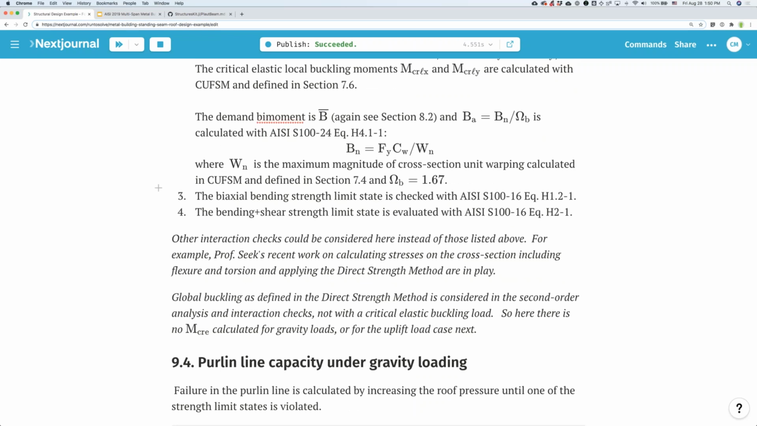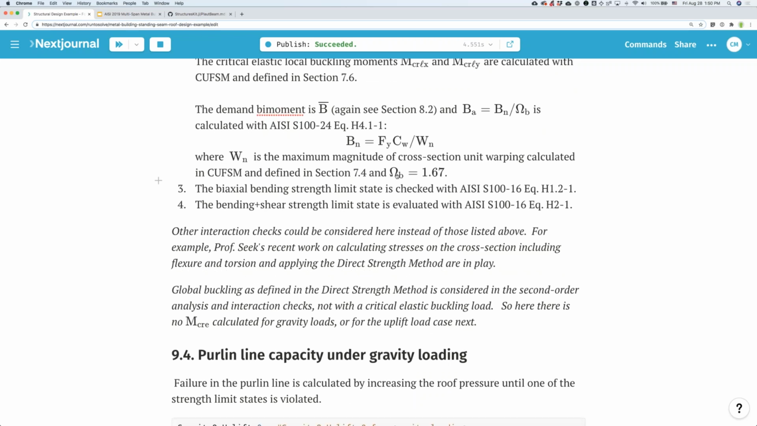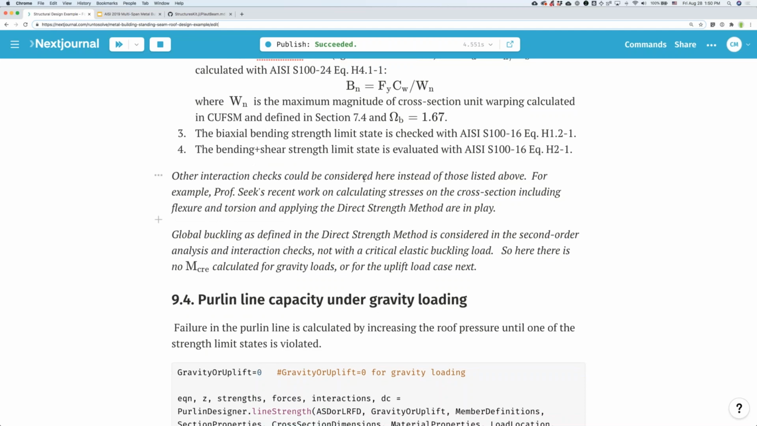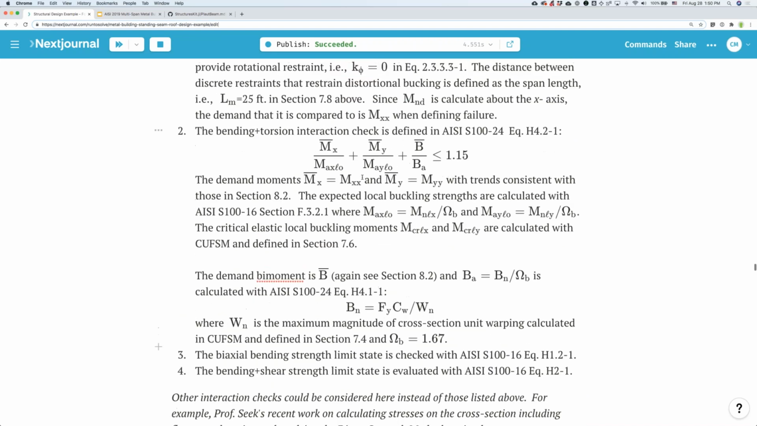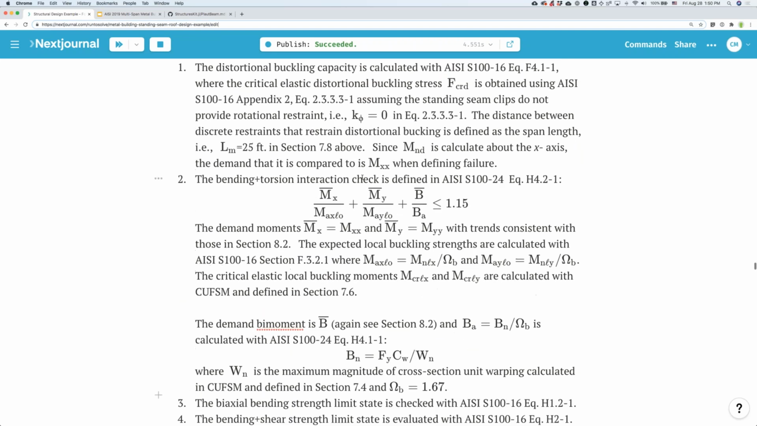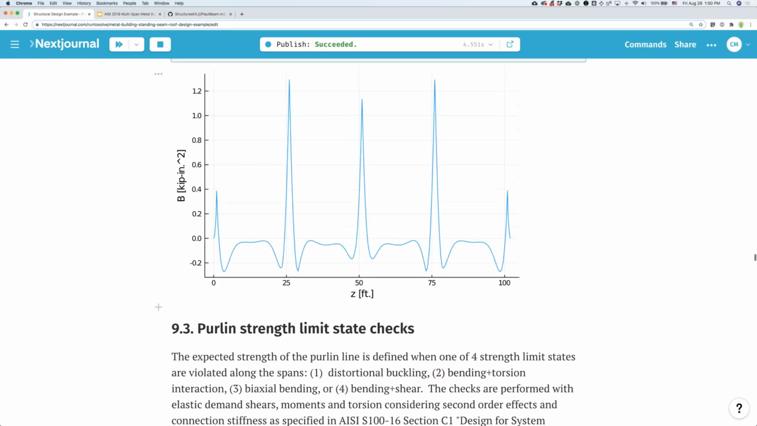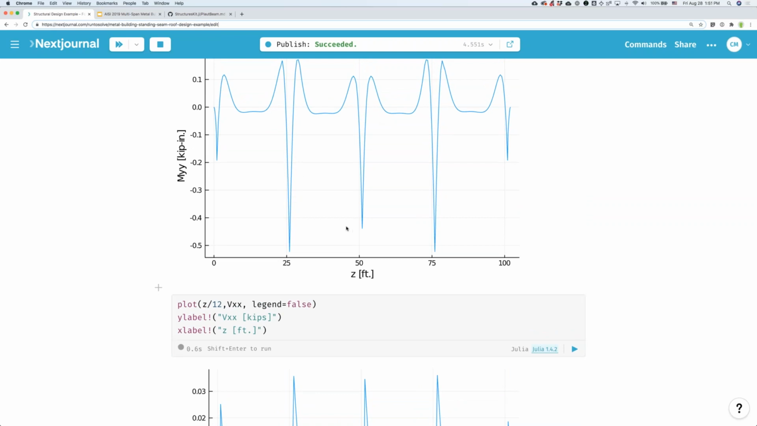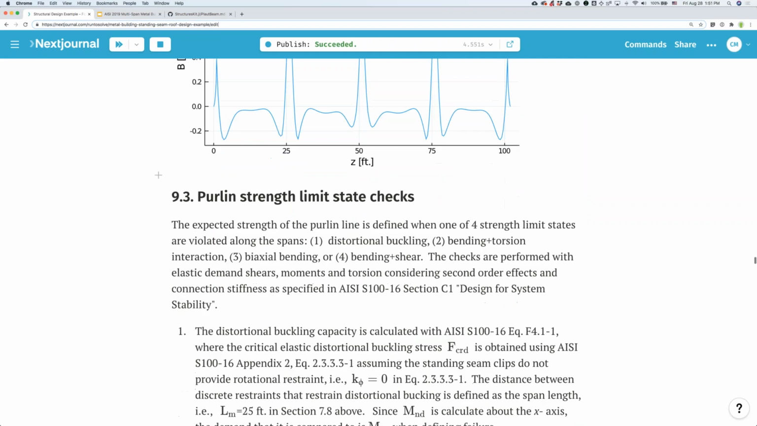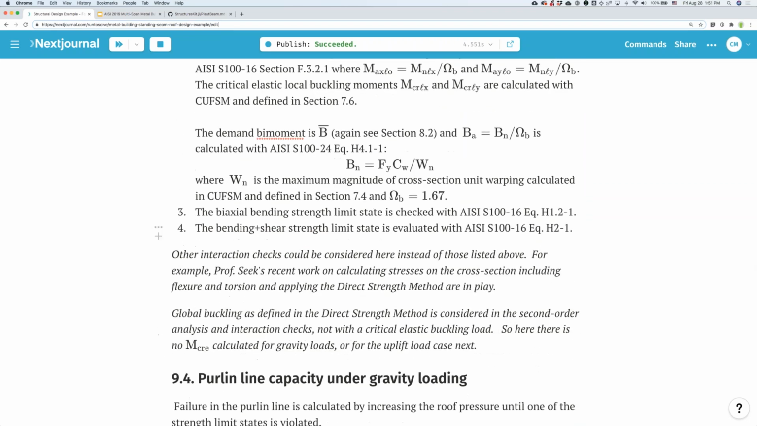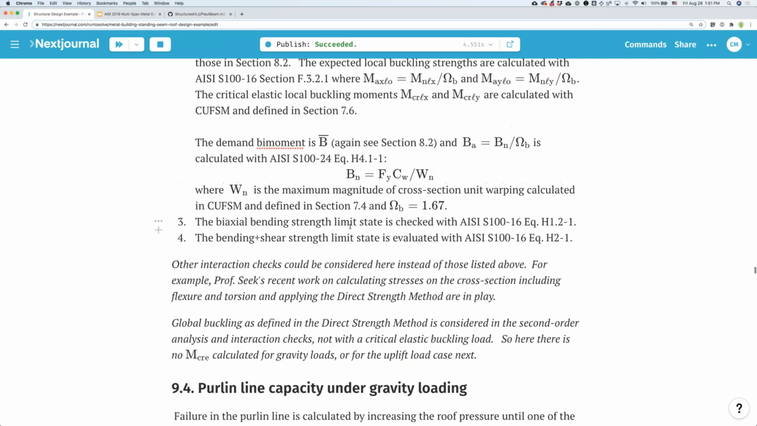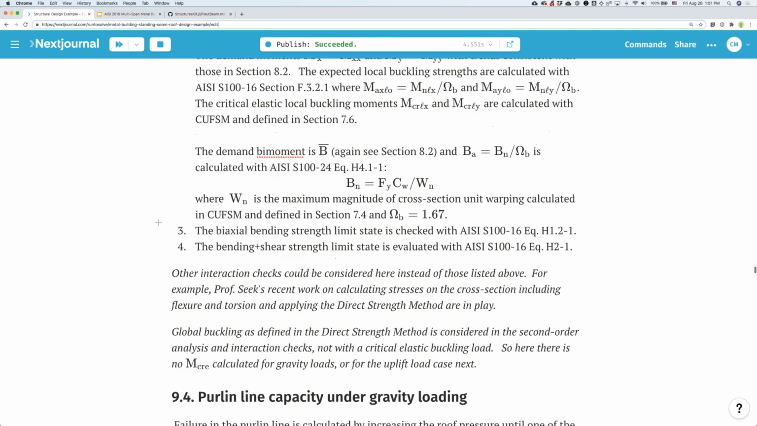And remember, this is ASD, so we're considering the actual safety factors. Yeah, and other interaction checks. I wrote a couple notes here. Professor Seek is working on a different approach maybe, where instead of treating each one of these separately, you could calculate the stresses on the cross section from all of these internal forces, and then run them through the direct strength method equations. I would say for sure that makes some sense, and so that could be considered here as an alternative to these checks as his work evolves.